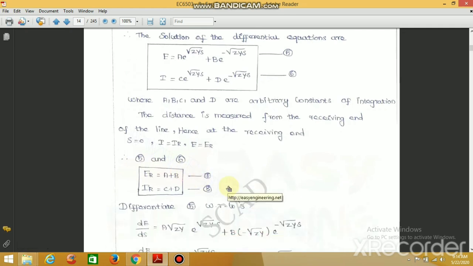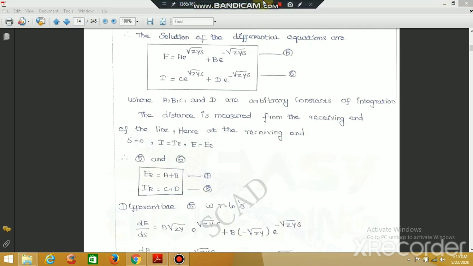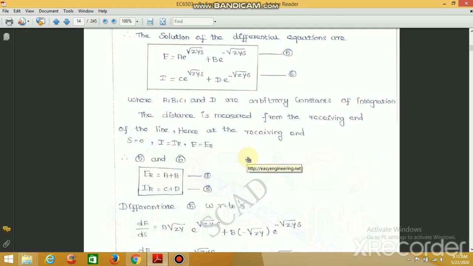Okay, so now what we have to do? We have to differentiate the equation 5 with respect to s. So what happens? See, dE by ds is equal to, when you differentiate with respect to s, you will be getting a into root zy e power root zys plus b into minus root zy into e power minus root zys.